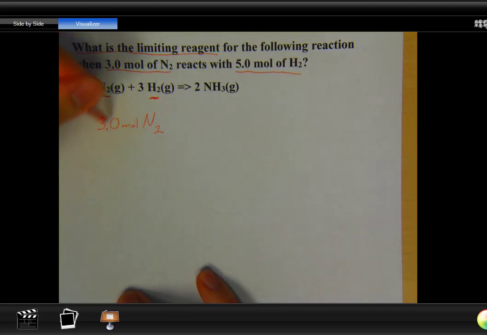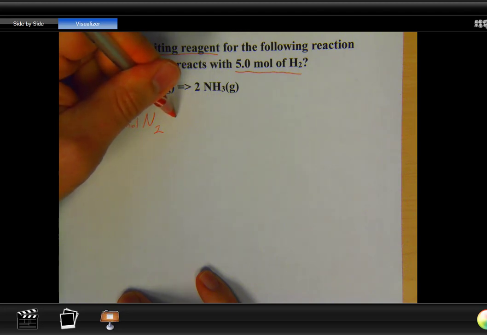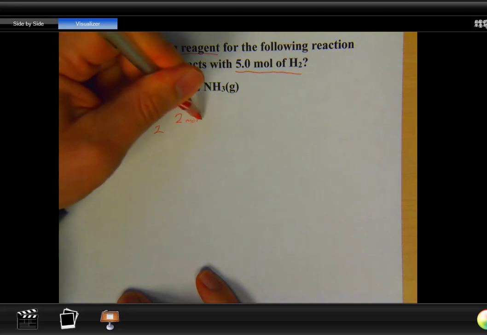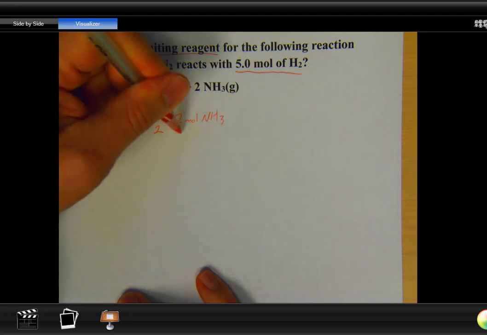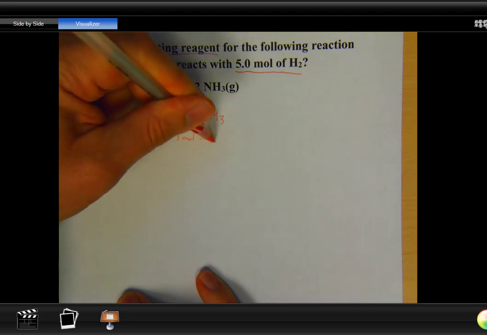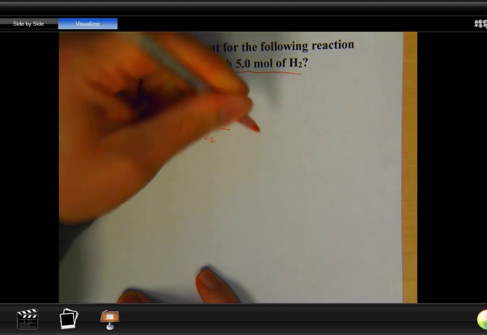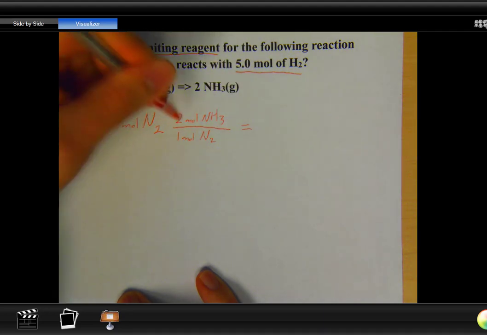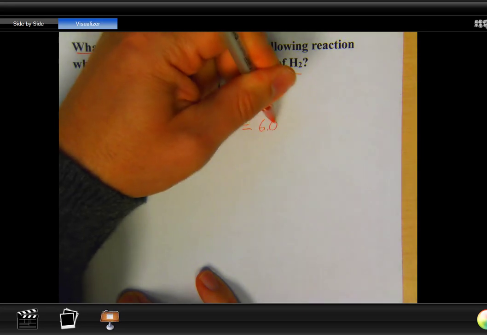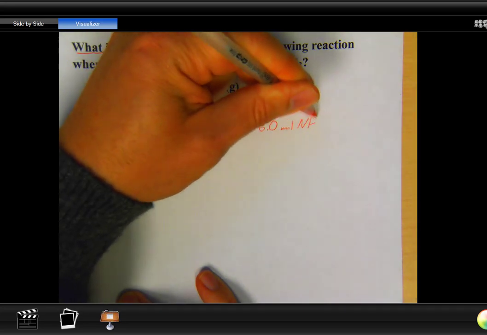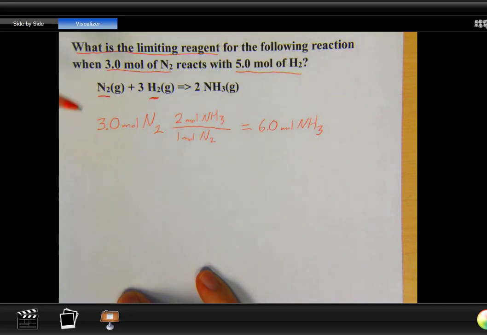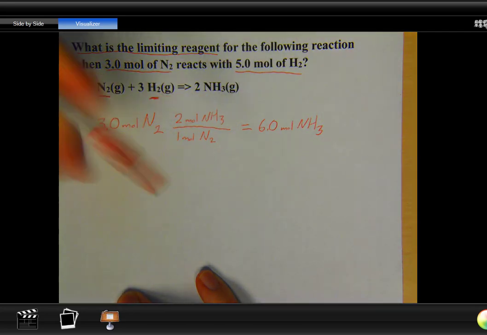So we have 3.0 moles N2. We need to convert that to the product. So we have 2 moles NH3 for every 1 mole of N2. Again, these are just the coefficients from the balanced equation. So we do the math there. We have 3 times 2 would give us 6.0 moles of NH3. Okay, so if we had 3 moles of N2, we could make 6 moles of NH3.